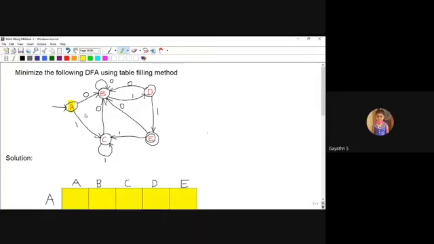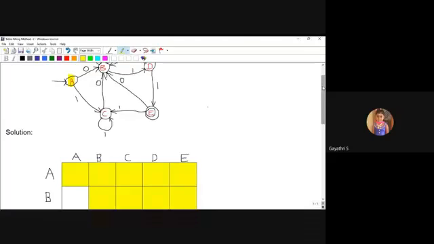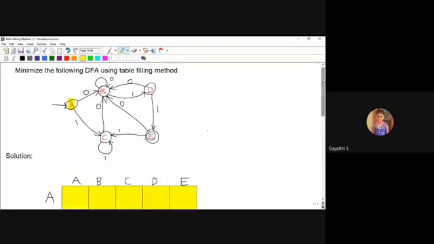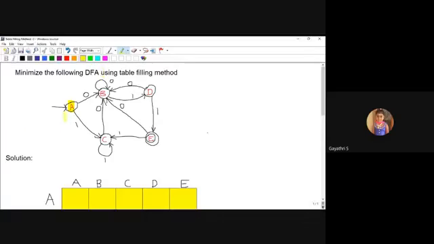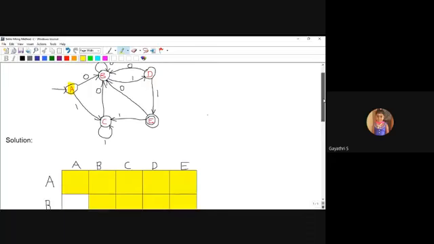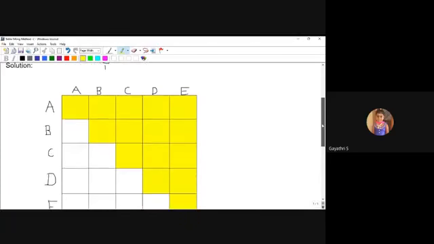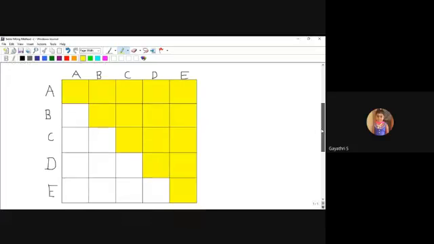So what is the first step? Your first step: draw a table for all pairs P comma Q. Here, how many states are there? A, B, C, D, E: 1, 2, 3, 4, 5. So five states are there. I have already drawn the table, 5 cross 5. This is the table of 5 cross 5.